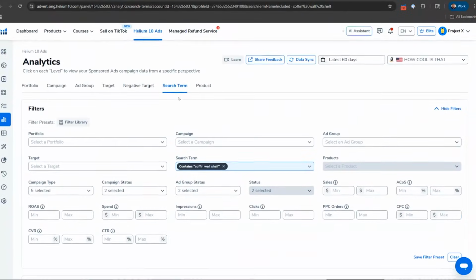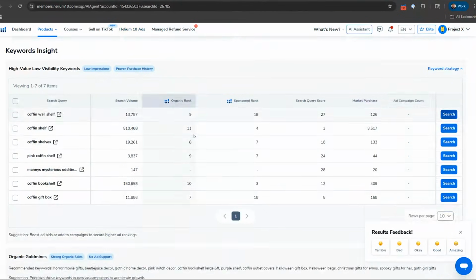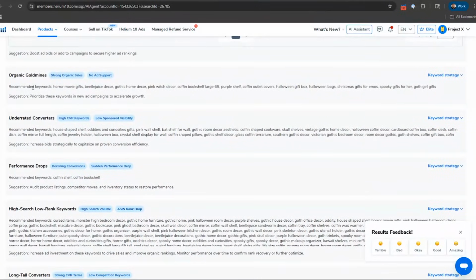If I hit search over here, it's actually going to show me where in my Helium 10 ads I have coffin wall shelf, and I could see exactly where it is here and maybe take action accordingly. If I scroll down more, I have something called organic gold mines. All right. I didn't name these guys, so don't worry about these names here.